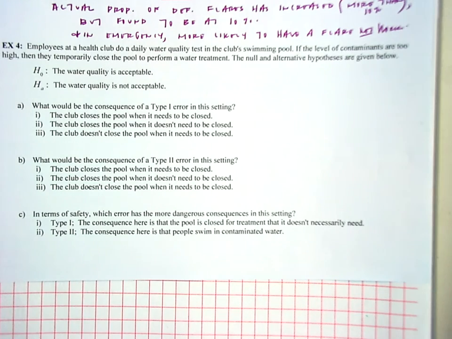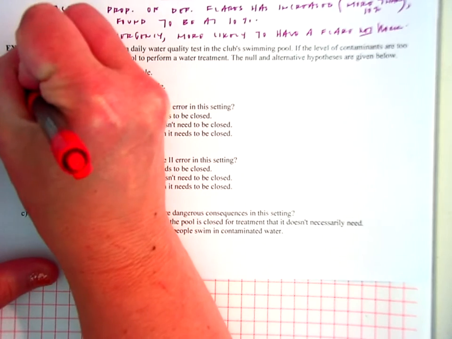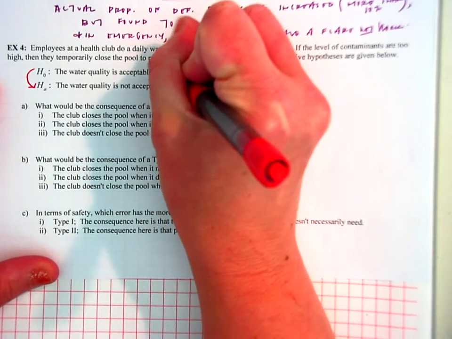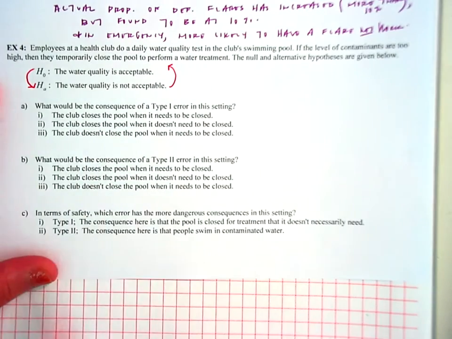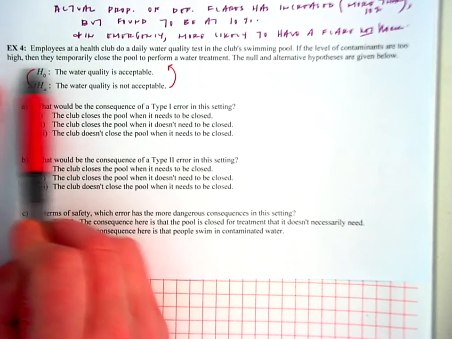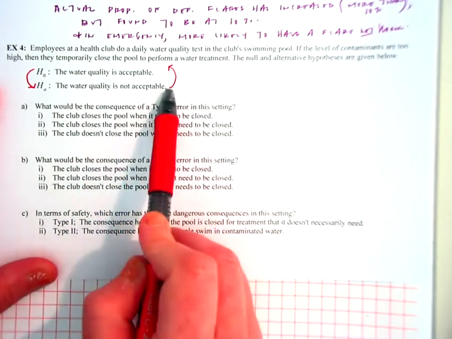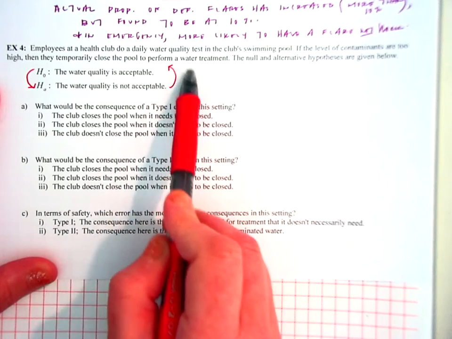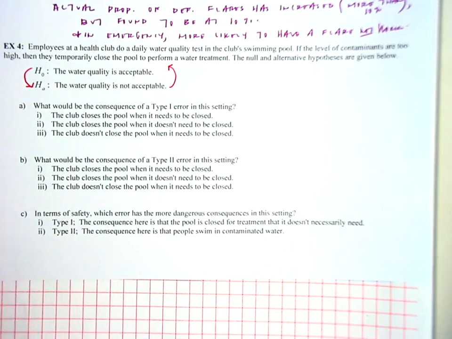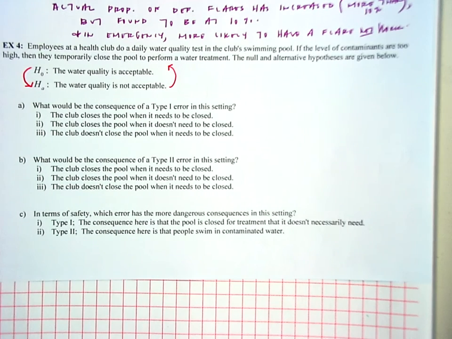So again, let me just remind you of my arrows here and here. Type 1, we're saying this is the truth, but this is what we found. Type 2, we're saying this is the truth, but this is what we found. So I want you to read through A, B, and C, answer them. Pause right now, answer A, B, and C, and then unpause and I will go over them.